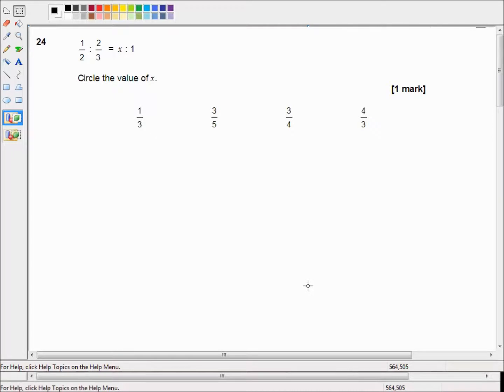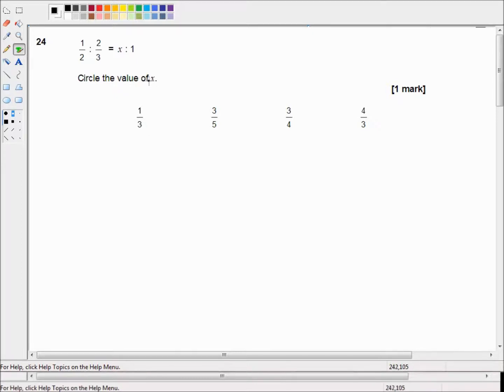In this video we're going to be looking at the AQA GCSE 8300 series, paper 1F. This is the first paper in the foundation tier of the May 2017 past paper. It's a non-calculator paper and we're picking up in question 24. Now question 24 reads that the ratio 1/2 to 2/3 is equal to x to 1. Circle the value of x.